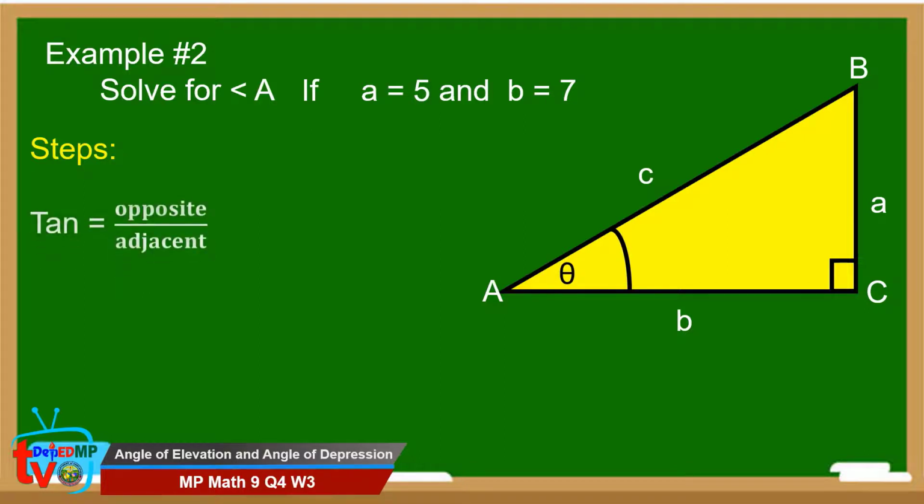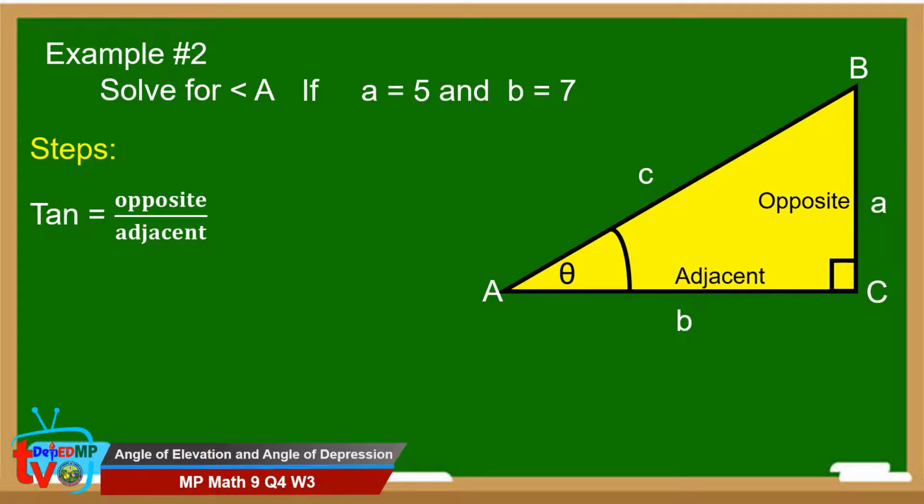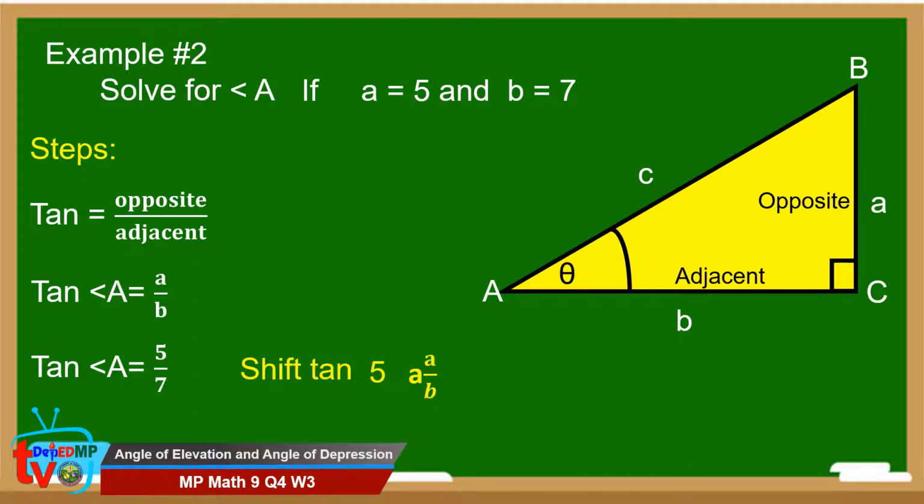We will use tangent, since the sides given are the opposite side and the adjacent side. Next, substitute the given variables, then substitute given measures. Now, press Shift Tangent, press 5, press the fraction symbol, press 7, and press equals. What is the answer?